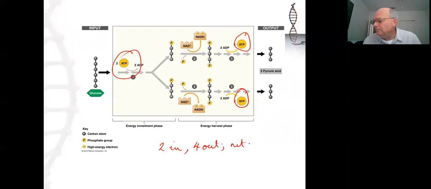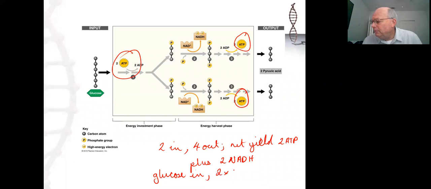Net yield, 2 ATP plus 2 NADH, 1 in each of the pathways. And then it's glucose in, two pyruvate out. So that's the basic summary of glycolysis in terms of the chemical reactions that I really want you to know.